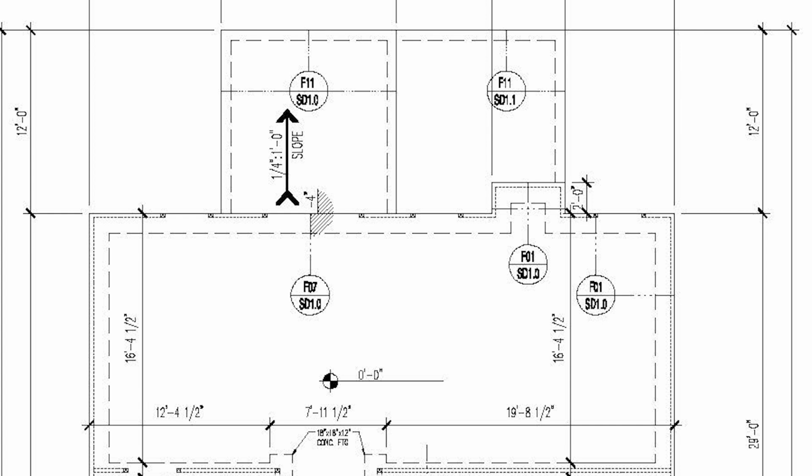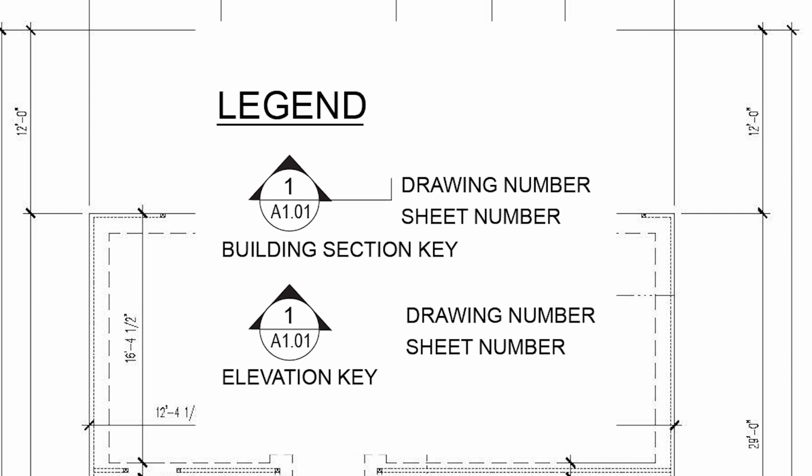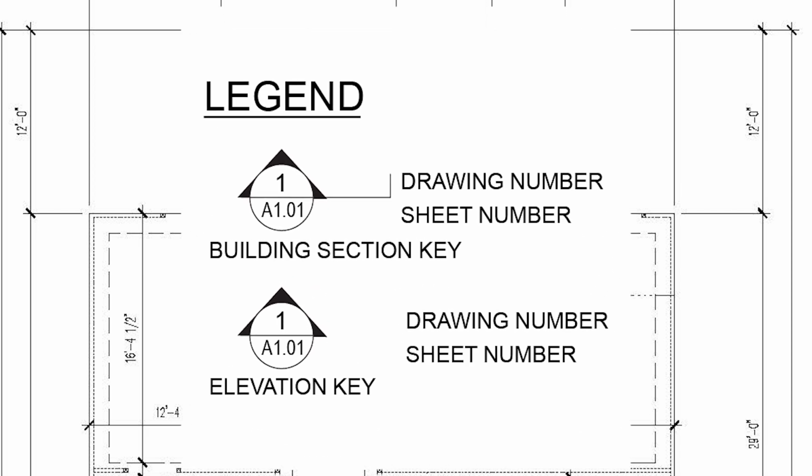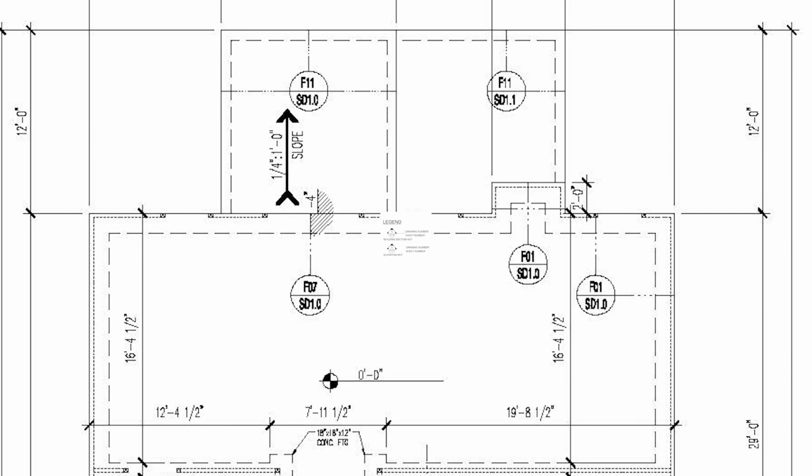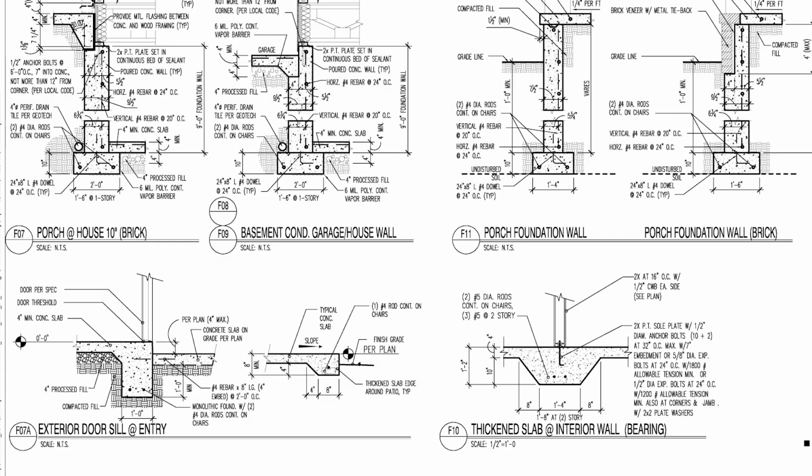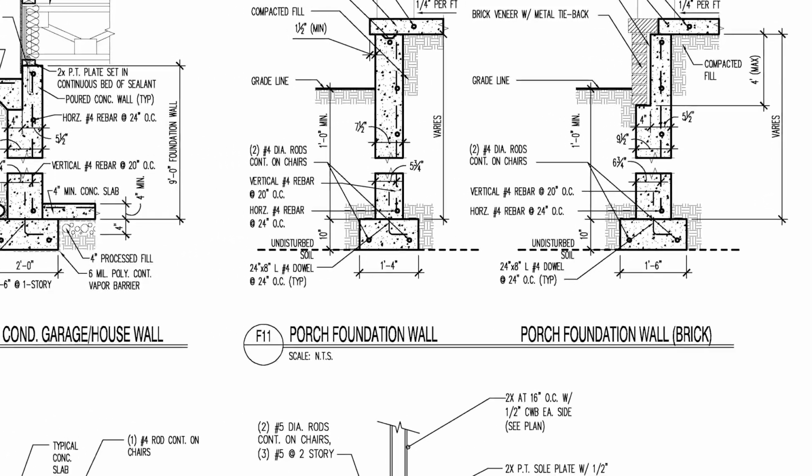But what we're really here to look at is going to be these guys here with these circles with these numbers in it. And this is going to take you to the detail. This is going to tell you what they want right there. Now, how to read that is that top number is going to be your detail number. The bottom number is going to be your sheet number. There's going to be a lot of detailed drawings per sheet. And here's what that sheet 1.0 looks like.